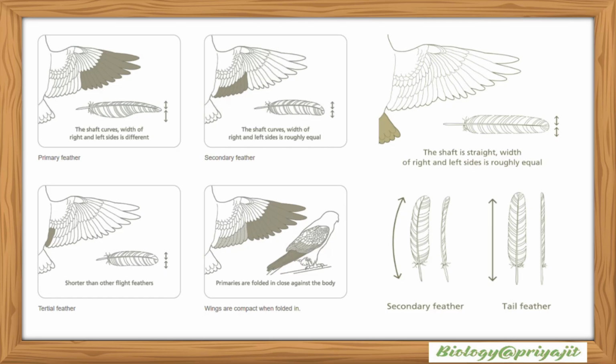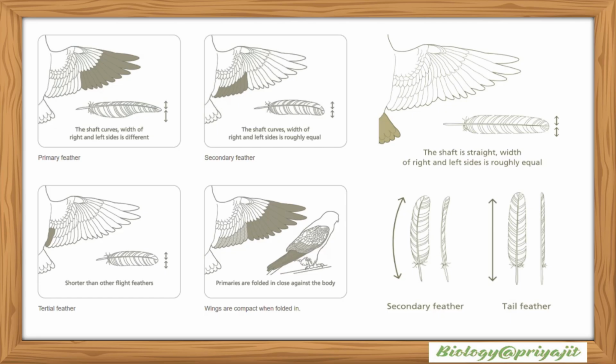Tertiary feathers are shorter feathers near the body. They cover and protect inner feathers. And folded wings. Primaries fold close to the body, making wings compact when resting. The second image shows a bird's wing with a feather highlighted. The feather has a straight shaft and the weight of both sides is roughly equal, indicating it is a balanced inner wing feather, likely a secondary or a tertiary feather used mainly for lift.